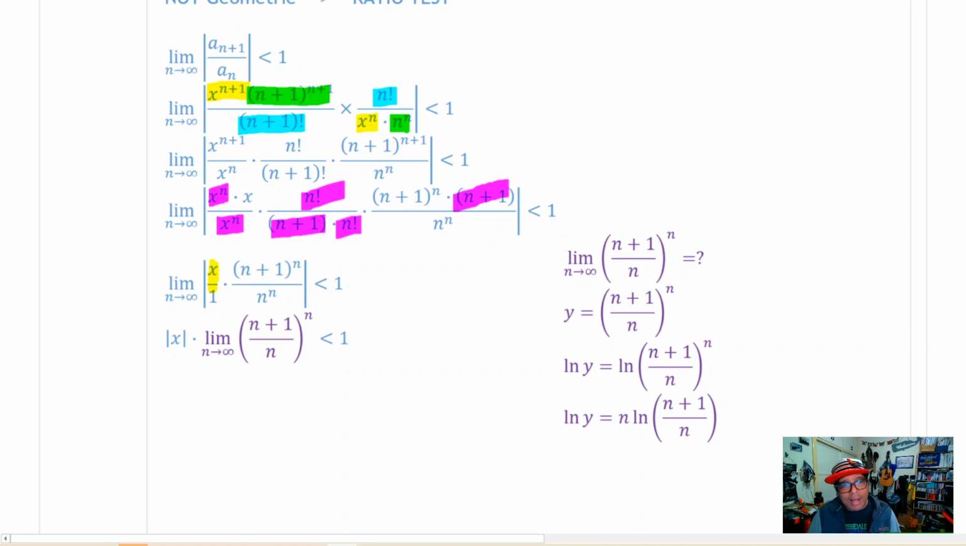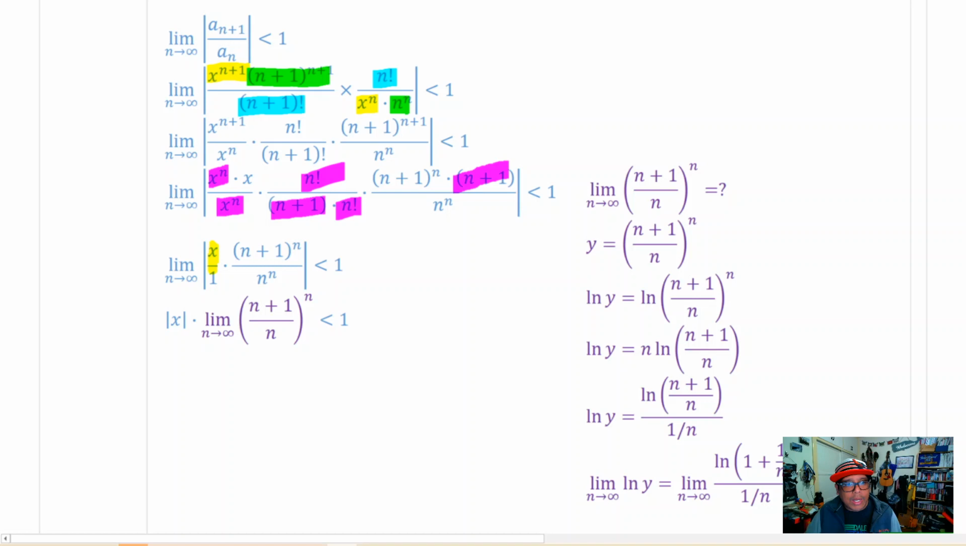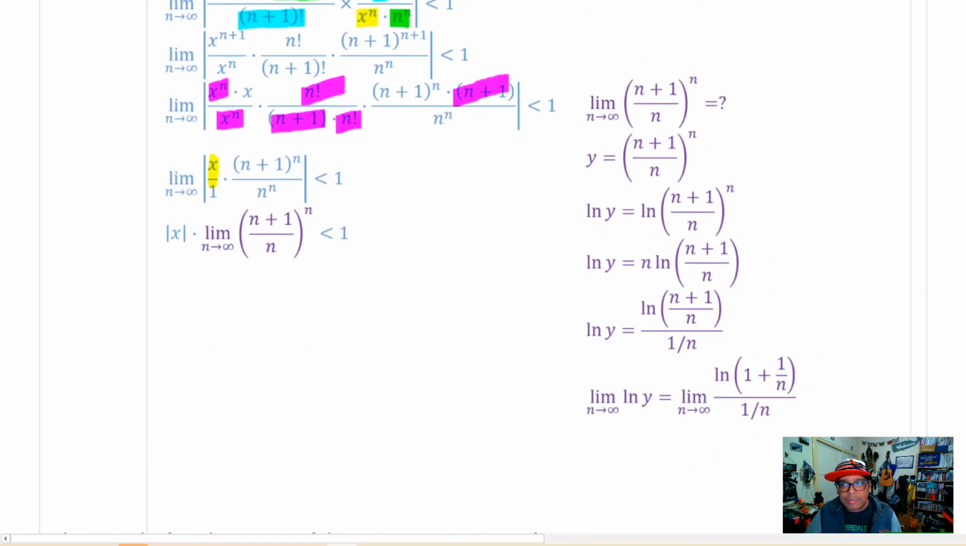Okay, so now we have the natural log of y equals n multiplied by the natural log of n plus 1 over n. We're going to simplify this by dividing. Instead of multiplying by n, we're going to divide the natural log by 1 over n. I just noticed that that last line wasn't exactly correct, so here we have it. We're going to apply a limit to both sides.